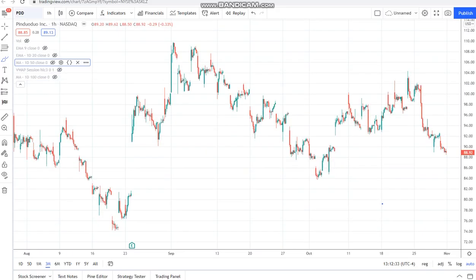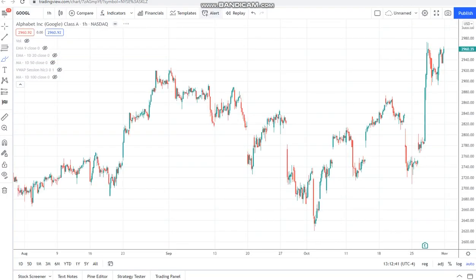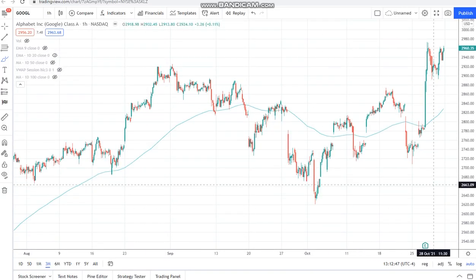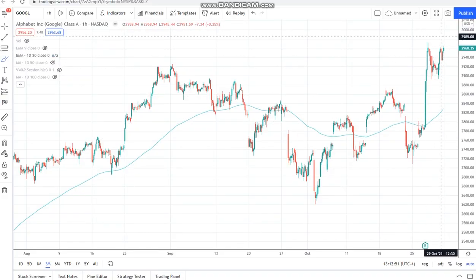So what would be a very, very easy type of stock to trade? For example, if you take a look at Google. First thing first, I'll click on 3M. I'll insert the EMA 20. What can you tell from this? Currently, it's above the EMA 20.